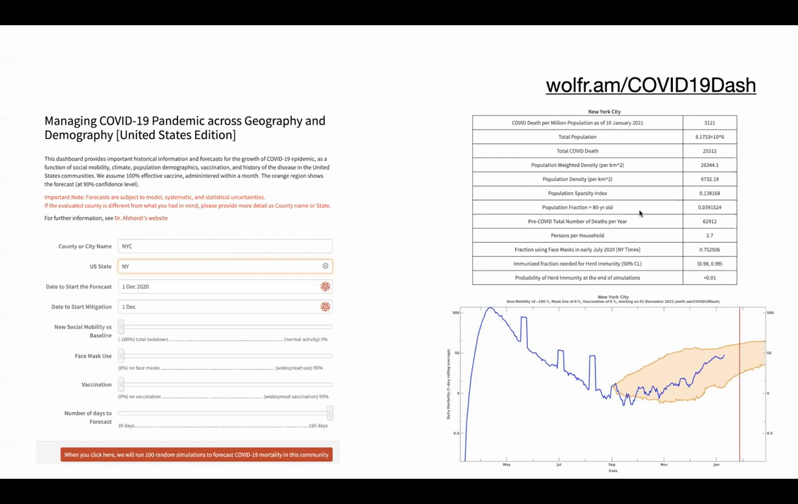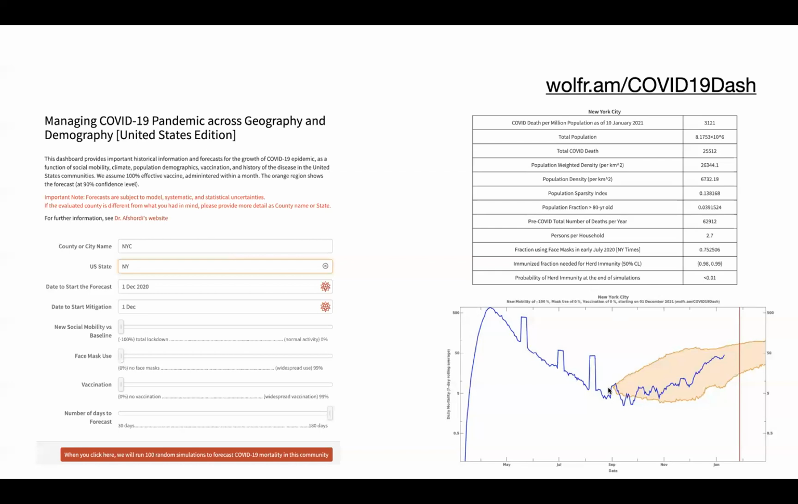And then here are the properties of the county that we find to be the most important properties that drive the epidemic. So the annual death in the county is important. There is the population weighted density that I'm going to talk about, population density, and a bunch of other properties that I'm going to talk about. And these are the things that we statistically identify as the most important drivers of the local epidemics.